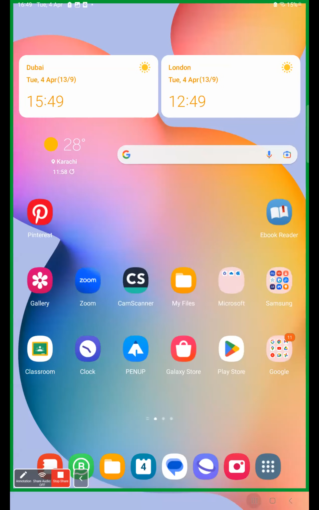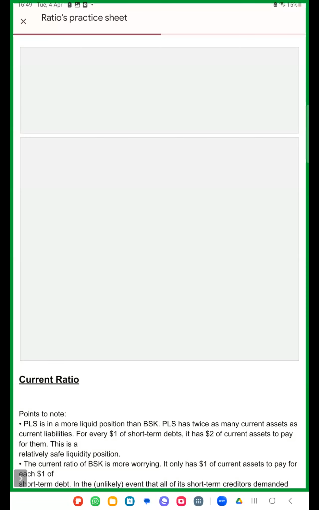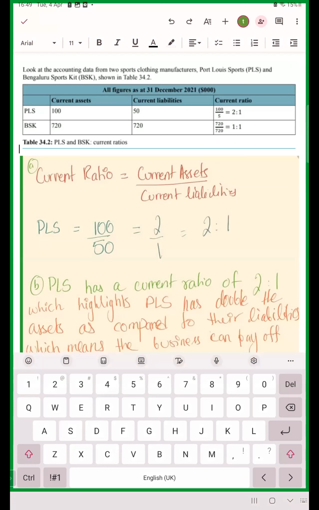The full picture needs to be gained by looking at previous years' results. For example, if last year BSK had an asset test of 0.5 to 1, this means that over the past 12 months, its liquidity has actually improved. Always remember that, because this is how they're going to give you comparisons in your Paper 2 case studies, and you're going to have to compare results. If their liquidity was 0.5 last year and now it's 0.75, they've actually done better, not worse. These are just aspects that you need to look at. Moving on to the next ratio.